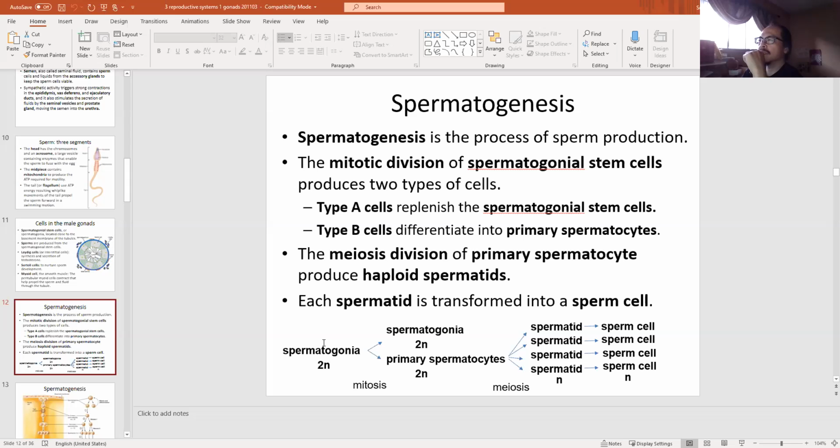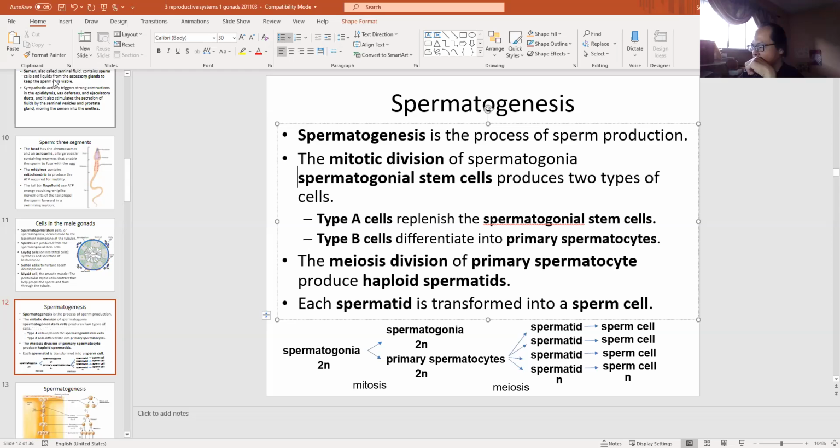And then we can probably do this one here. Copy. Okay, let me do that. Paste. And I can do this one here. So that basically it's the same thing. Spermatogonia and spermatogonial stem cell. That is the same thing.